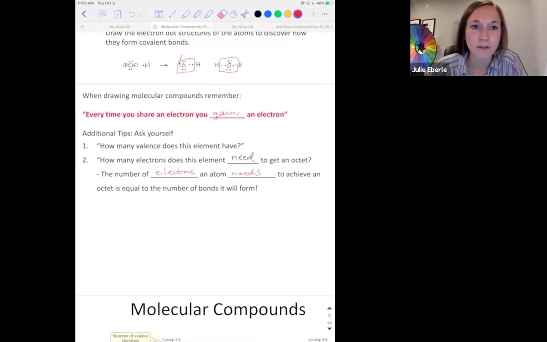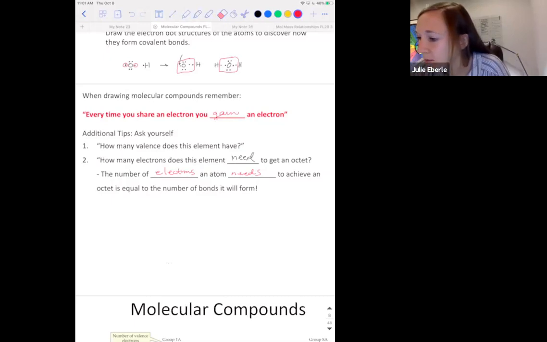All right, we're about 60% voted. I typed the question into the poll as well. So you have an element with 5 valence electrons, how many bonds will it form in a Lewis structure? All right, get them in. I'm going to end the poll and share results. Almost 75 percent of the class said 3 bonds, and that is correct.